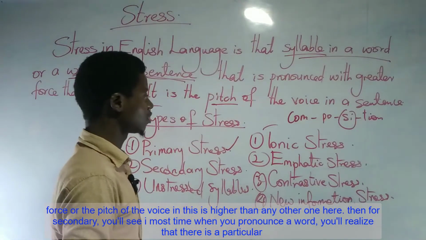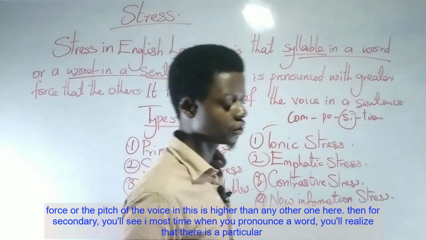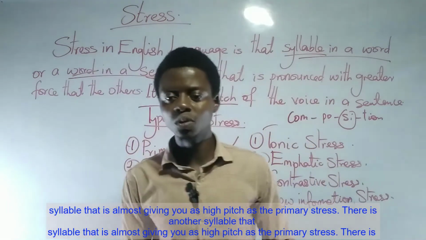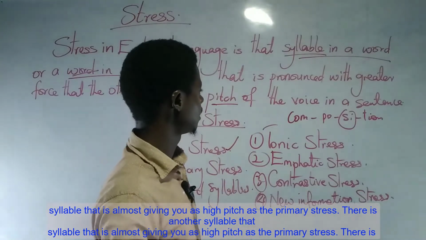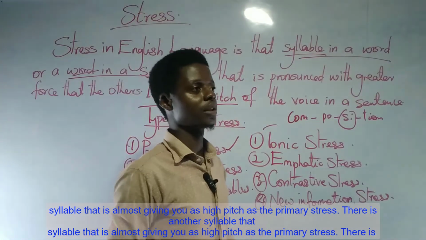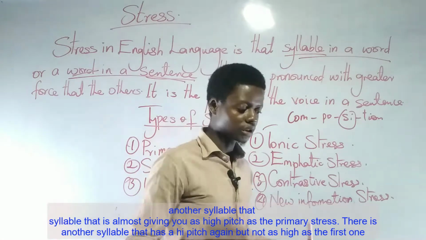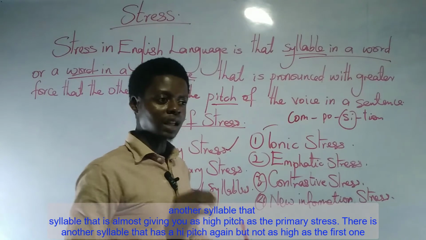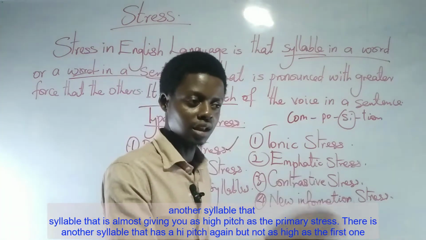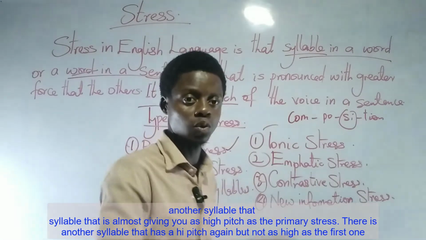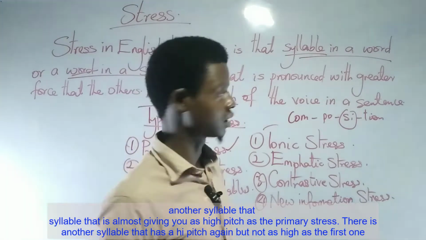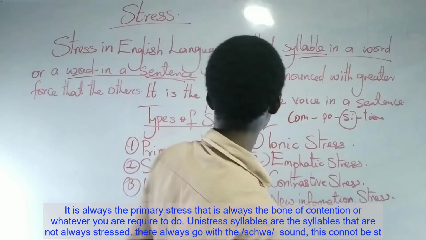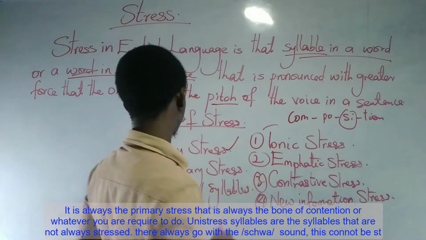The secondary stress. You see that most times when you pronounce a word, there's a particular syllable that is almost giving you as high a pitch as the primary stress. That means you pronounce a word, and you see that a particular syllable has a high pitch again, but not as high as the first one. That becomes the secondary stress. Mostly, it's primary stress that is always the bone of contention, or whatever you are required to go after.